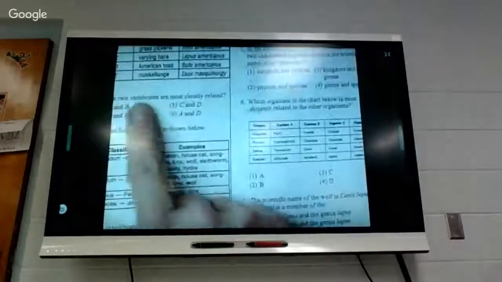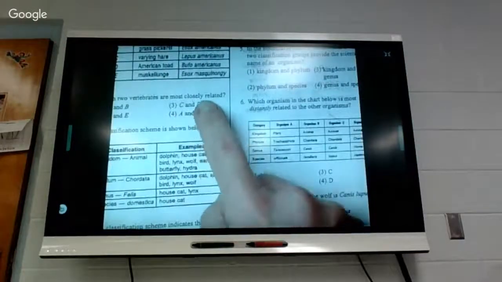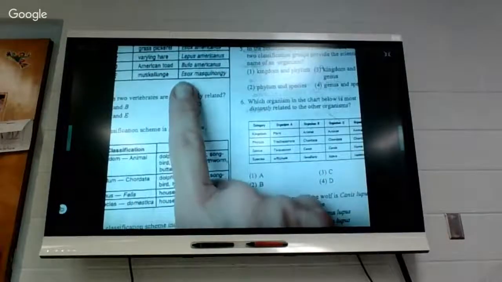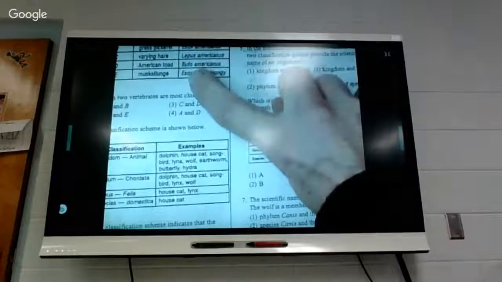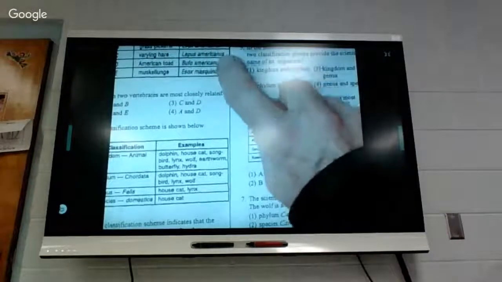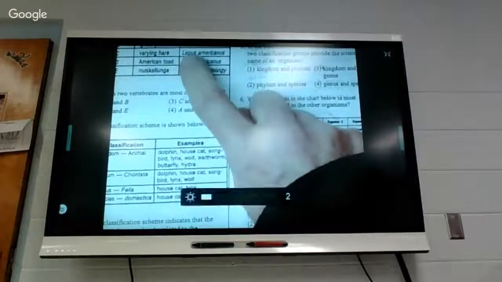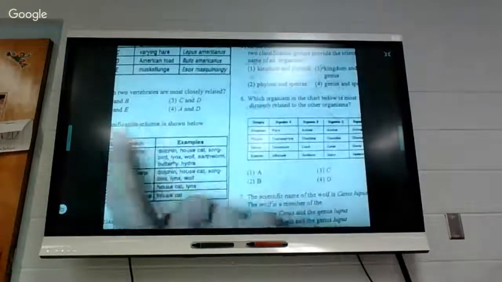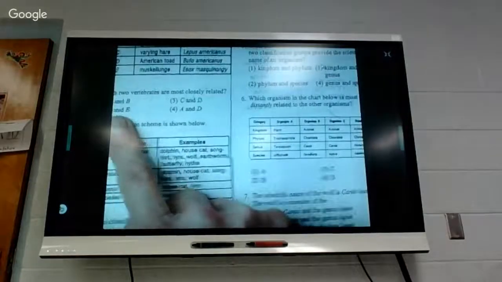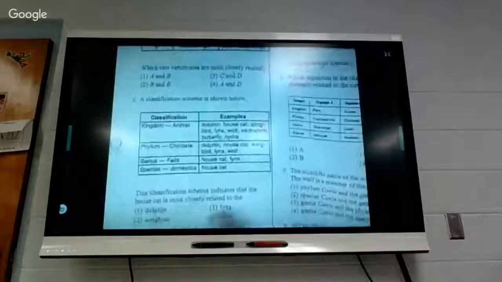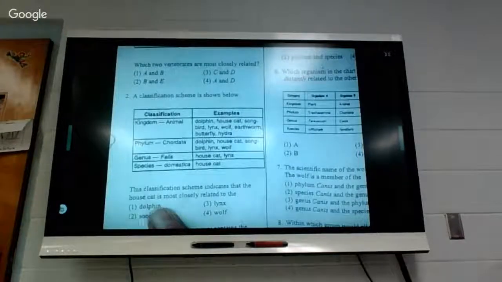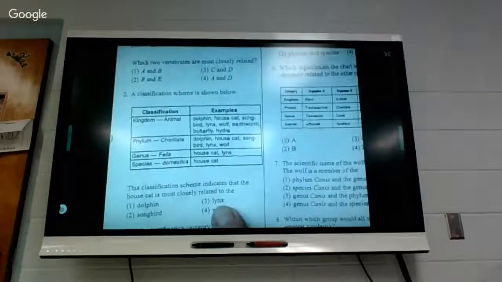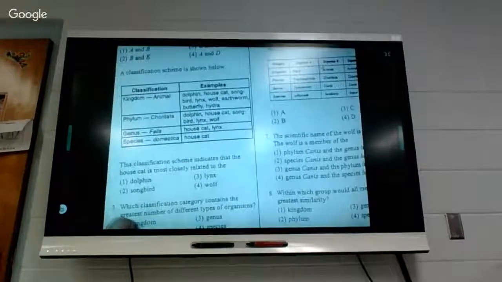Okay, so which two vertebrates are most closely related? I said B and E. So B and E, they have the same genus, right? It doesn't matter about the species, this last name. If it doesn't match with the genus, they're not the same. So Esox, B and E is correct. Okay, that was kind of tricky. All right, next one. Who's the house cat most related to? Number 2, lynx. The lynx. Yeah, number 3. Okay. So question 3.